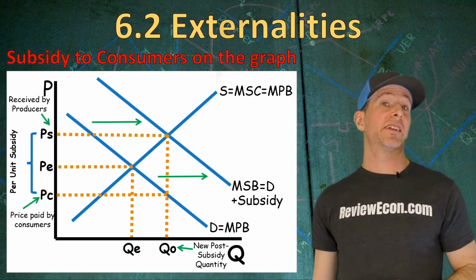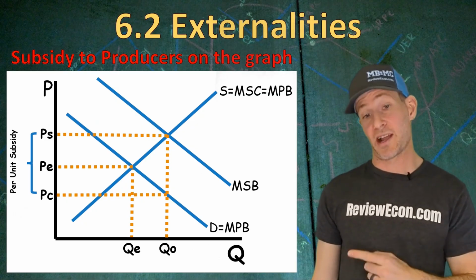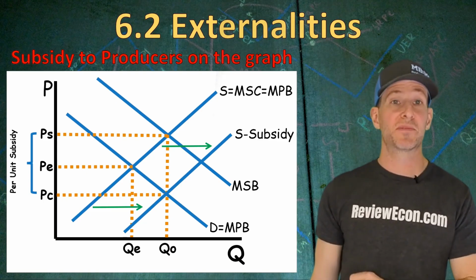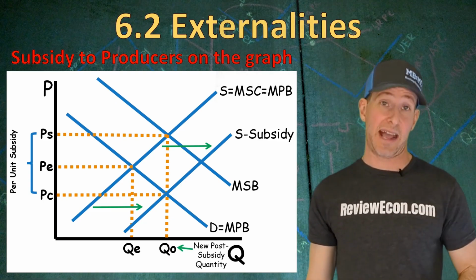The government could also give this subsidy to the suppliers of this product, and that will shift the supply curve to the right, the vertical distance of that subsidy. But either way, we will get a new after-subsidy quantity of QO. That's of course if the subsidy is equal to the external benefit of this product.